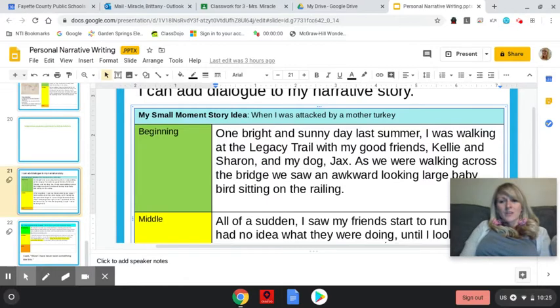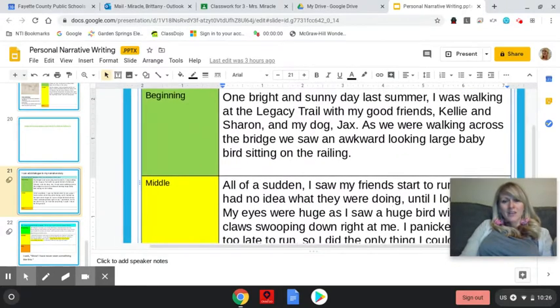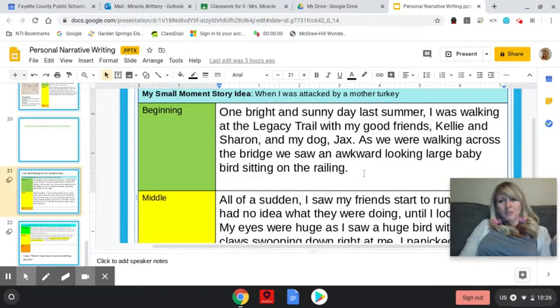All right, so just like you guys, I'm going back and I'm going to look at my beginning and middle to see if I can add in some dialogue. All right, so we've got: One bright and sunny day last summer, I was walking up the Legacy Trail with my good friends Kelly and Sharon and my dog Jax. As we were walking across the bridge, we saw an awkward looking large baby bird sitting on the railing. I think right here would be a good place to add in some dialogue because I remember talking to my friends about the baby bird.